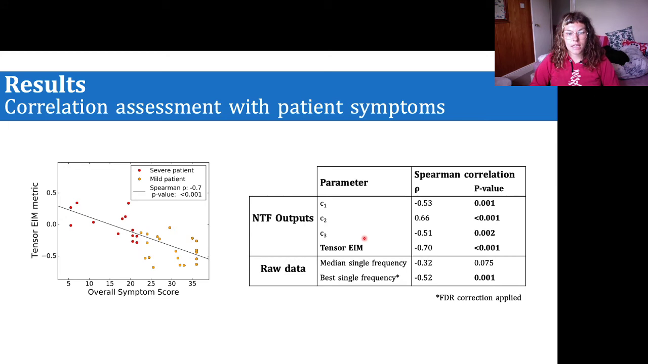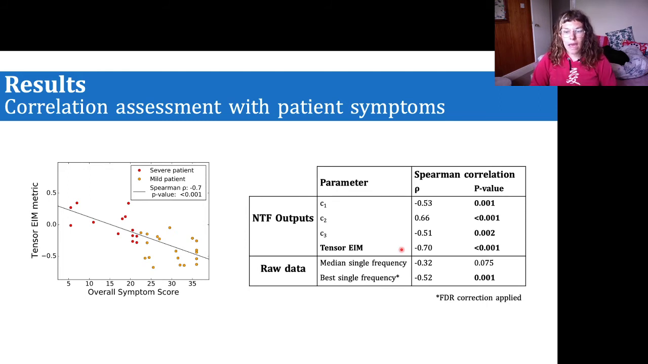So then the next assessment I made was looking at how our NTF outputs and the Tensor EIM score correlate with an overall symptom score. So this symptom score just combines all the information we have about the patient's disease into a single score out of 36, where a lower score represents more severe disease. So using a Spearman correlation analysis, I found significant correlations for each of the individual NTF metrics, and then the best correlation for our combined Tensor EIM with a Spearman rank of minus 0.7.